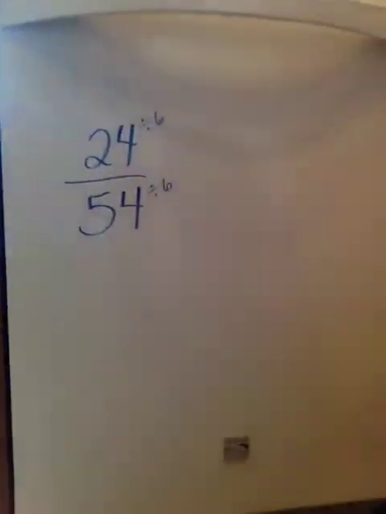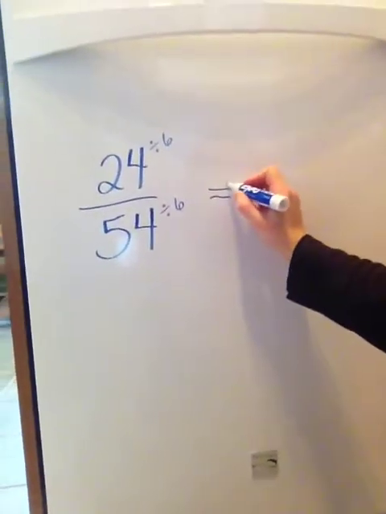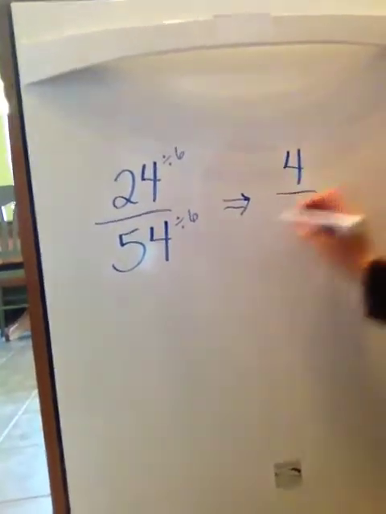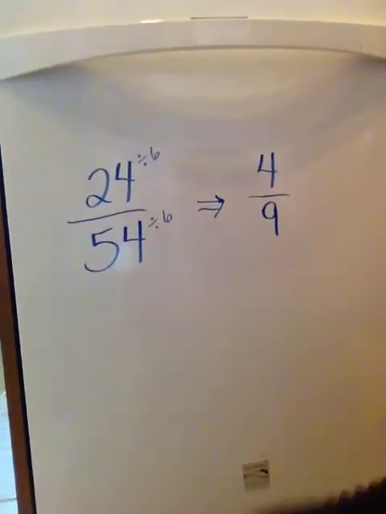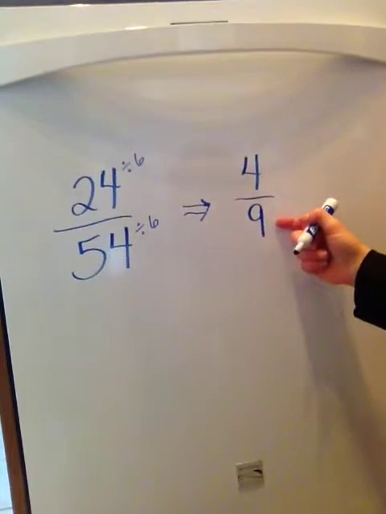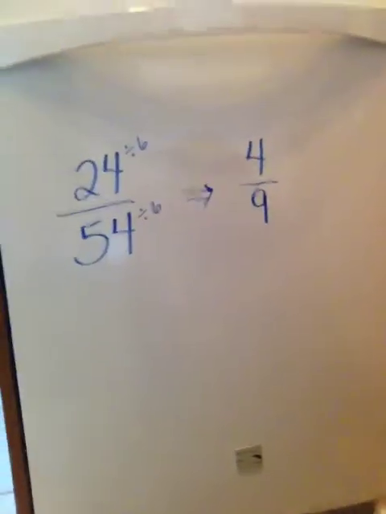Okay, so here we have 24 divided by 6 and 54 divided by 6, which lends to 4 9ths. And then we revise again. Is there anything that will go into 4 that will also go into 9? Nope, there's not. So we're done. So that's simplified. Okay, what happens when we have a negative?